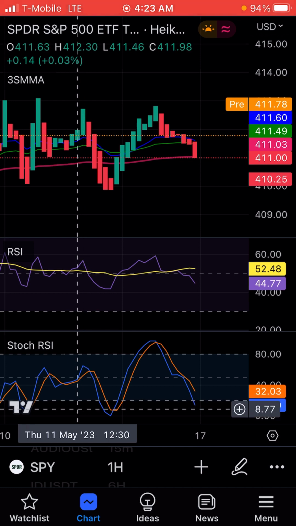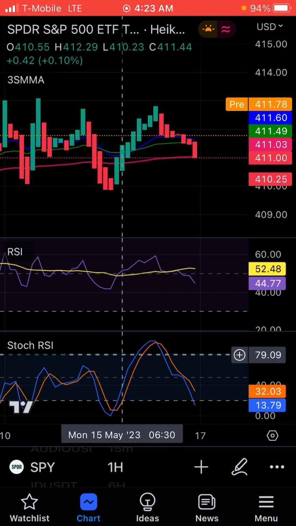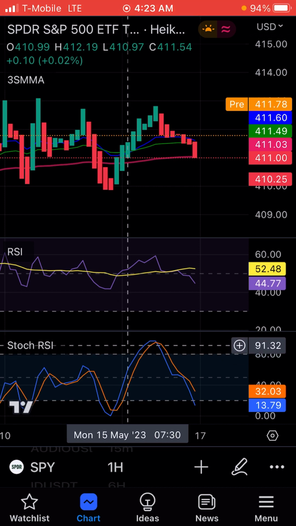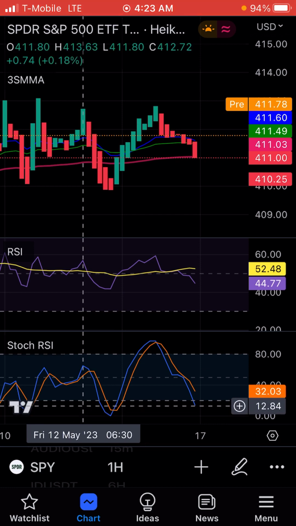So this would be the point where you see the blue line going through the orange line. Now this would be a call right here. Up here at the top, you see it up here. This would be a put. This down here would be a call. So that's what you got to look for.